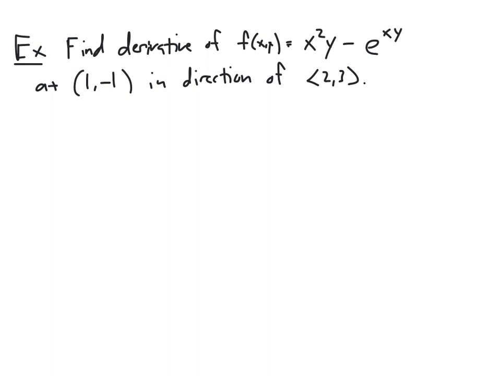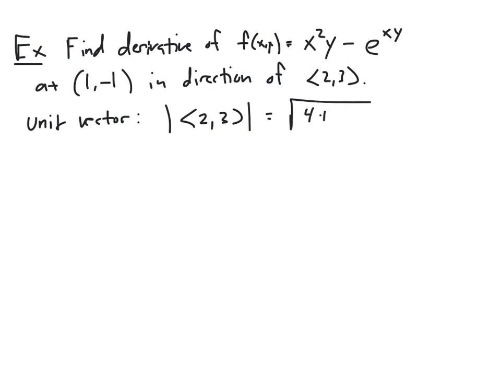All right, so let's start by finding the unit vector in the direction of v. The first step is we need to find the magnitude of the vector we were given, (2, 3). That's just going to be the square root of 2 squared plus 3 squared, so the square root of 4 plus 9, which is the square root of 13. So the magnitude of this vector is the square root of 13.